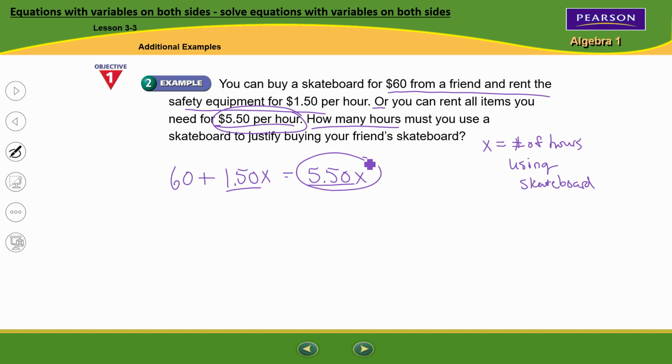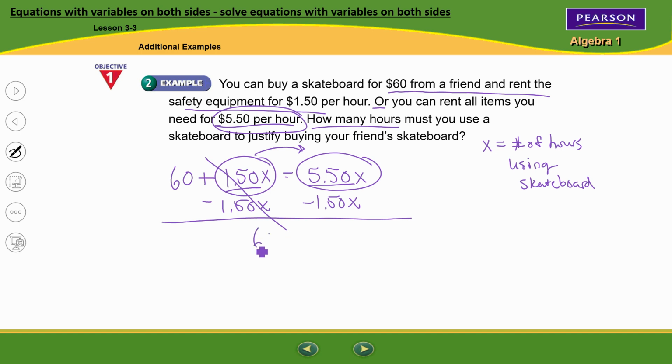If I move that, I'm making more work for myself because now I have one side that is 0 equaling a bunch of other stuff. I want to move the 1.50x. I want to get it away from this 60, and I want it to come over here and hang out with the 5.50x. So again, I have to move it by canceling it. Subtract 1.50x, subtract 1.50x. Gonzo. 60 equals 4x.